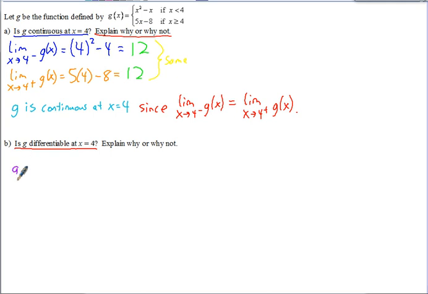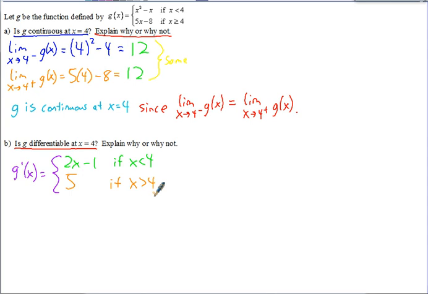So g prime of x, the derivative of the top piece would be 2x minus 1. That applies if x is less than 4. And the derivative of the bottom piece would be 5. That applies if x is greater than 4.